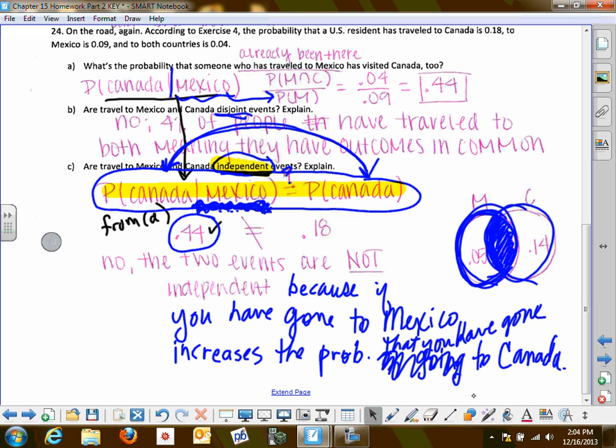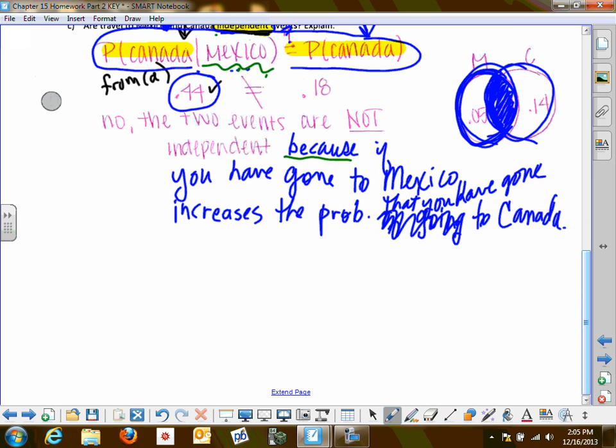Whatever this one is should be the same as that one if they're independent. What that means is if Mexico had no effect, then the probabilities would be the same. But in this case, is the fact that you've gone to Mexico having an effect on the probability of you having gone to Canada? Yes. So what I would say is that they are not independent, and I want you to give me a reason. So let's put this on there if you do not have that on there.